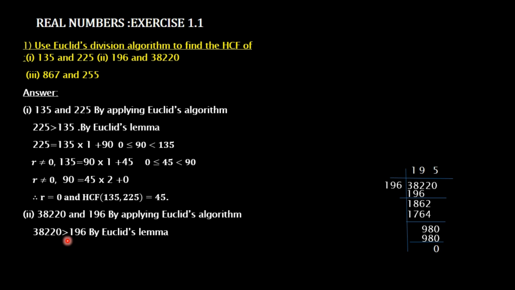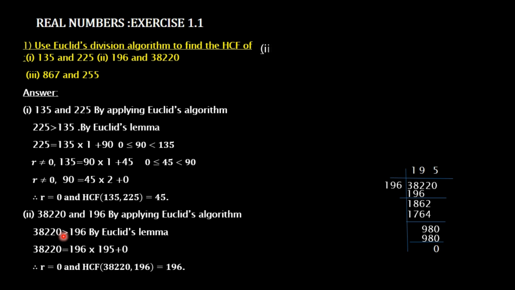So it is quite easy. In a single step we can find our HCF here. That is 38220 equals 196 into 195 plus 0. What is our HCF? The divisor in this stage. What is the divisor? 196. So HCF equals 196. So let us move on to the next problem.